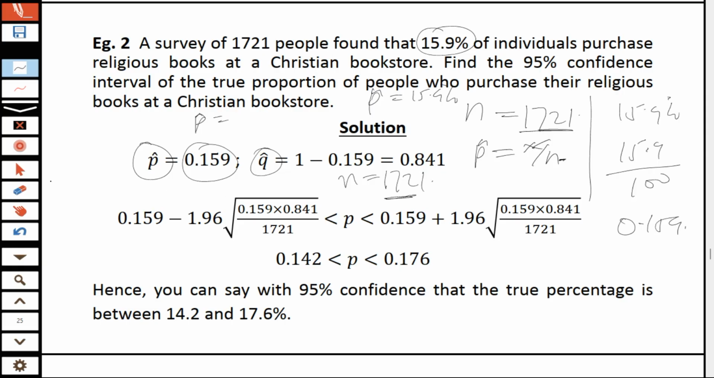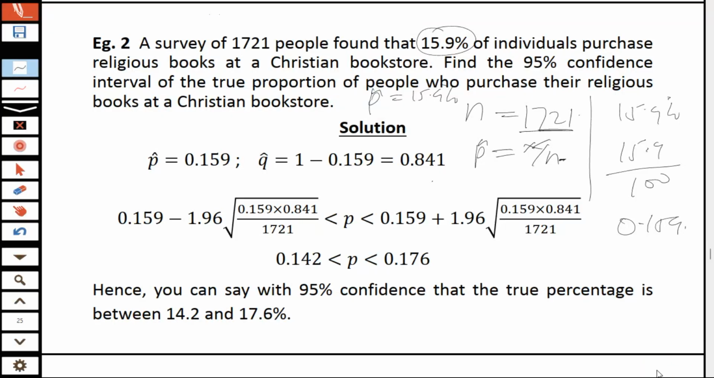Let me write it again so that everything will be very simple here. We know that our formula is p hat minus z subscript alpha divided by 2 times the square root of p hat q hat divided by n, less than p, less than p hat plus z subscript alpha divided by 2 times the square root of p hat times q hat divided by n. So this is our formula. Once we have our p, q, and n, we just substitute inside.